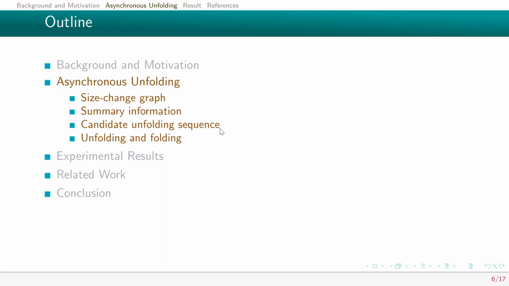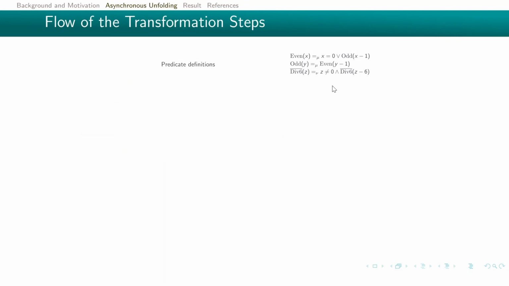Now I'll show how we find appropriate asynchronous unfolding sequences. First, we take the predicate definitions, and then we construct an abstraction of these definitions to a size change graph. By size change, we mean that changes of the parameters in the predicate calls are captured. In these graphs, the nodes represent the predicate variables, and the edges represent the predicate calls. The label shows the flow of data from the parameters to the arguments when the predicate is called, and the amount of change is captured here.